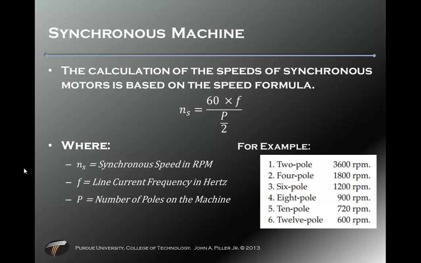A 6-pole machine, 1,200 RPM. 8-pole machine, 900 RPM. 10-pole machine, 720 RPM. 12-pole machine, 600 RPM. It locks these in. There's nothing we can do to change the speed unless you change the frequency of the current.